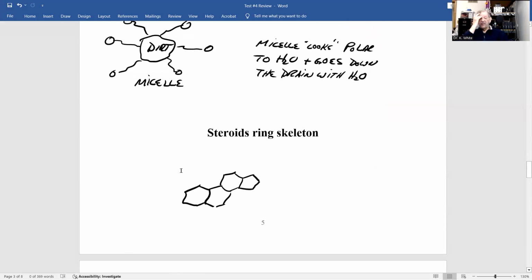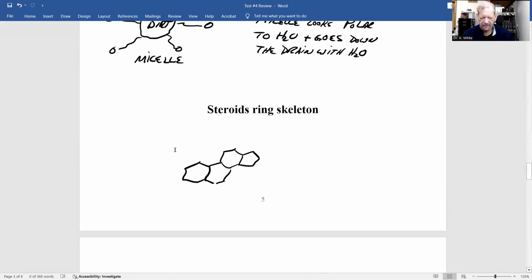All right, now we talked about non-saponifiable lipids, otherwise known as the steroids, also known as your hormones, and they all have this four-ring skeleton. A six-membered ring fused to a six-membered ring next to it, up here another six-membered ring, then a five-membered ring. I will ask you to know how to draw the ring skeleton for a steroid. I'll say that again. I will ask you to be able to draw the ring skeleton for a steroid.